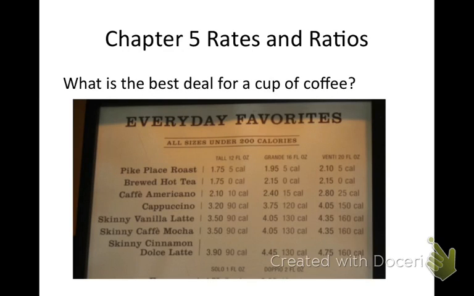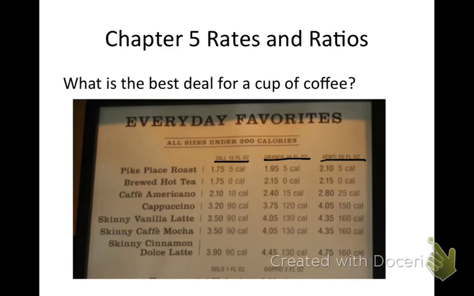We're going to start Chapter 5, which looks at rates and ratios. So when would I ever use that? Well, what if I want to get a cup of coffee? I want to see what the best deal is for a cup of coffee. Should I get a tall, a grande, or a venti? If I want to get the best deal, how could I figure that out? Well, that's what this chapter will teach us.